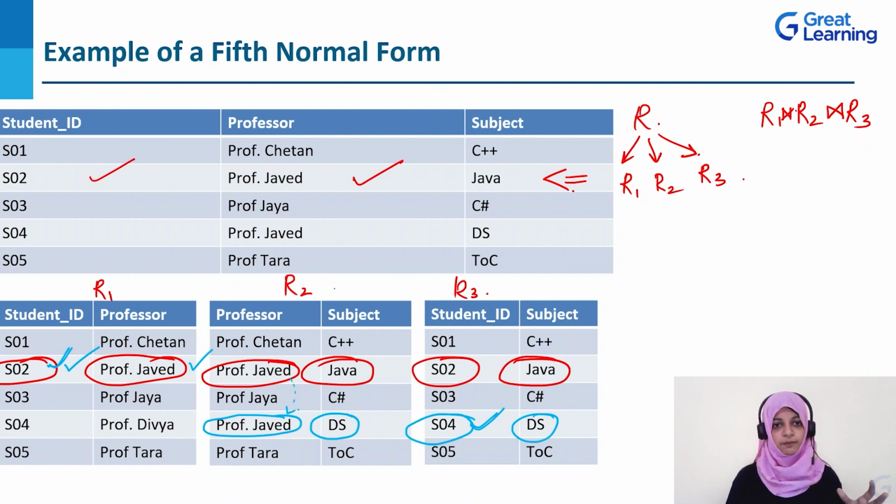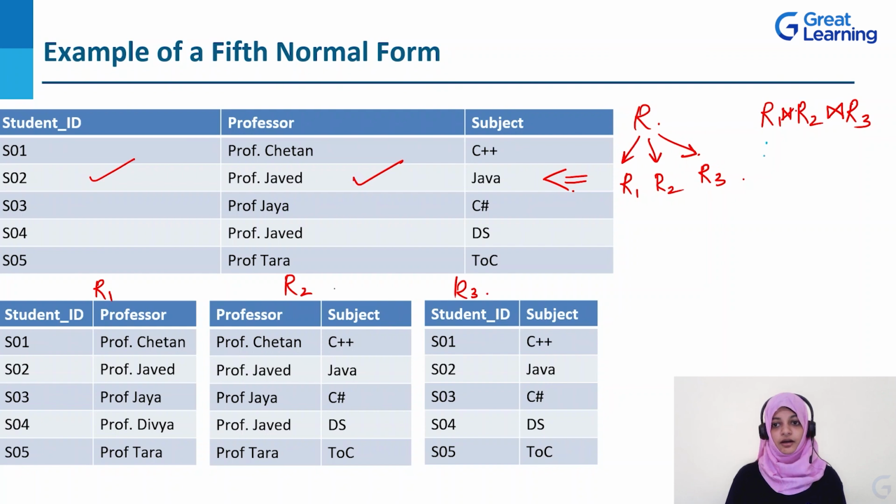Let's take another example. Let us take R1 and R2 in a join with each other. Let us take the exact same example as before. S02, who is under the tutelage of Professor Javed.